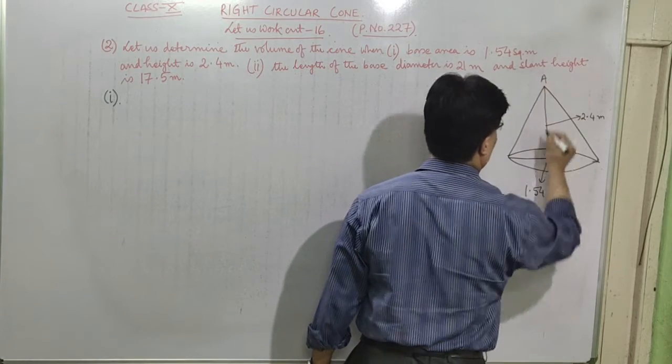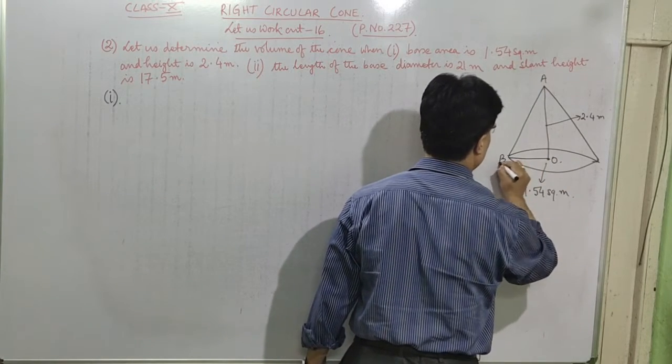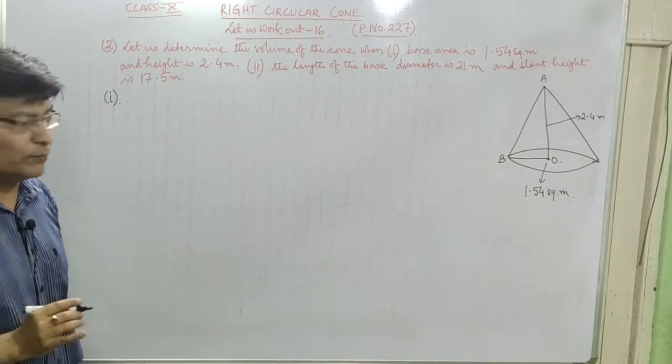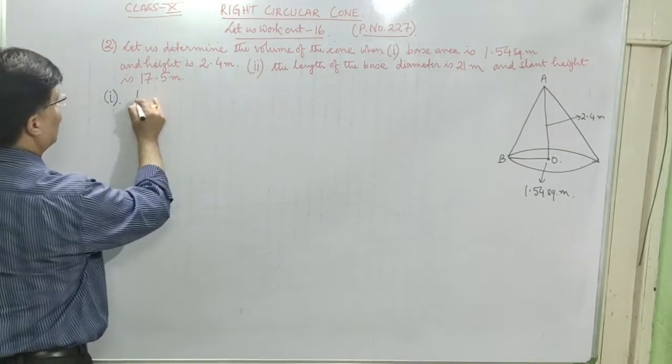So this is A, this is O, and this is B, right? So how can you find out the volume of the cone? Now here, base area.